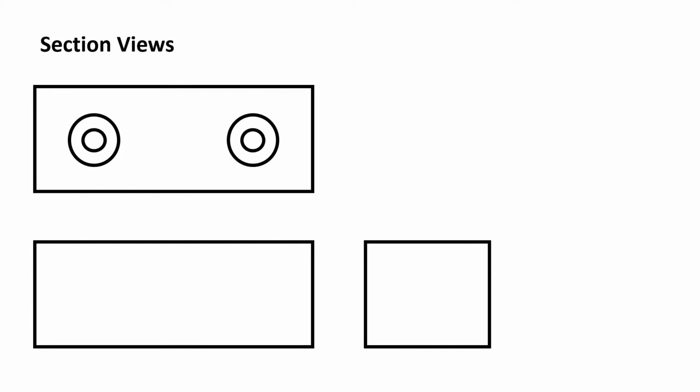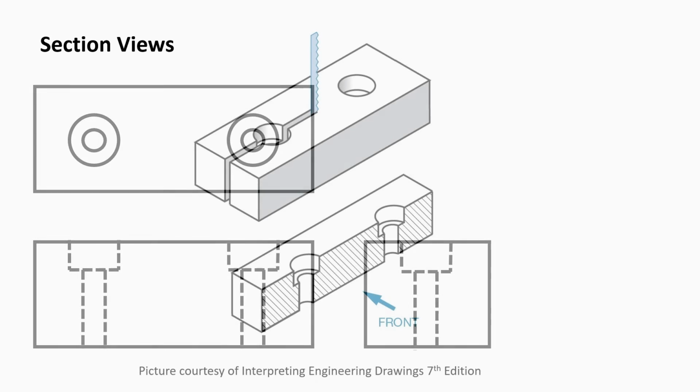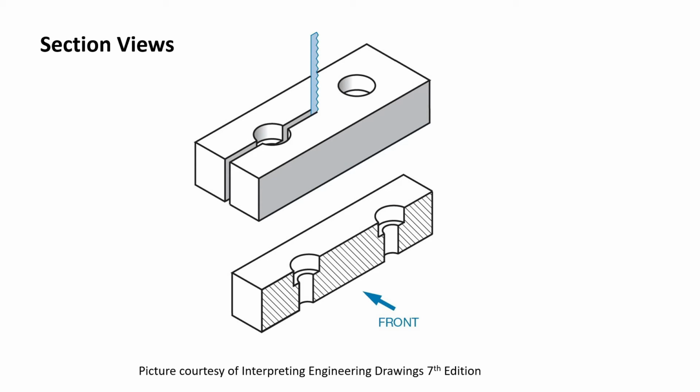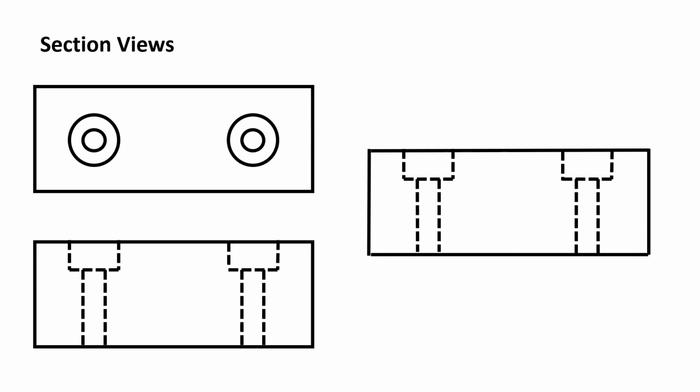Section views are used when internal features on a print must be described clearly. Section views are drawn as though the part has been cut along a plane and the viewer is now looking straight on at the cut surface. This part, of course, does not actually get cut, but we imagine that it is cut, exposing what is on the inside of the part. We then draw what the part would look like on the inside.